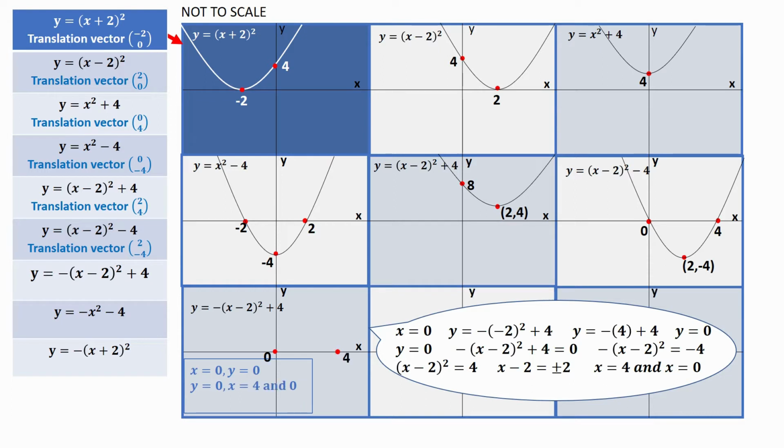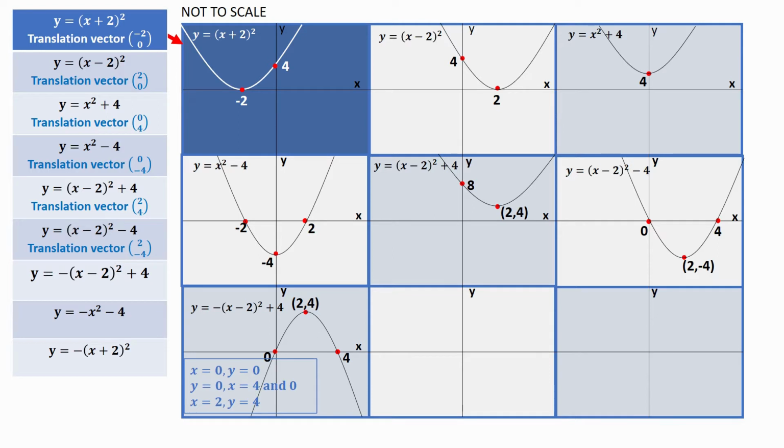The curve clearly intersects the x-axis, but we need to find the turning point. The easiest point to find is to make the bracket in the equation 0. So when x equals 2, y equals 4. And plotting (2, 4) gives a turning point above the x-axis. The line x equals 2, which passes through the turning point, is a line of symmetry.